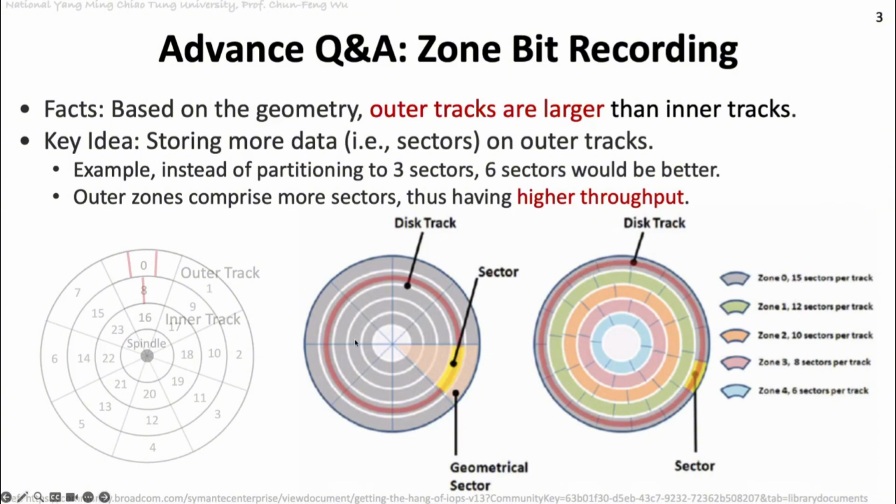But if you are using a traditional one, you lose the high throughput, but you don't need this kind of complex addressing, because for each track, the number of sectors on it will be the same. So this is about the zone bit recording stuff.